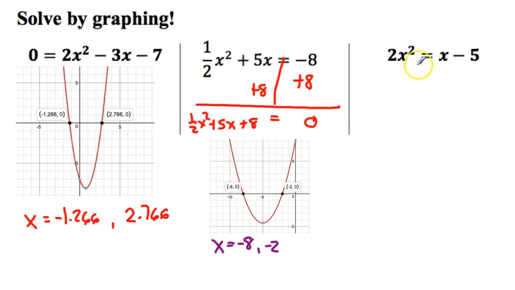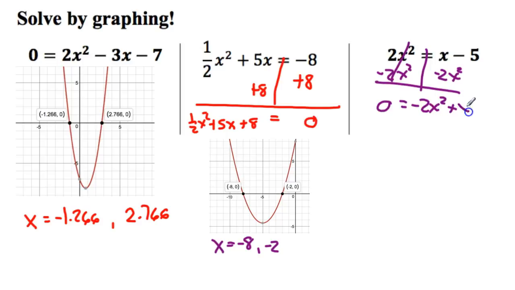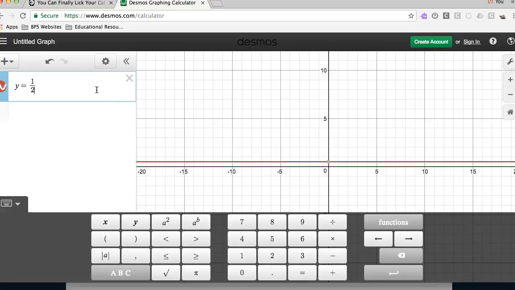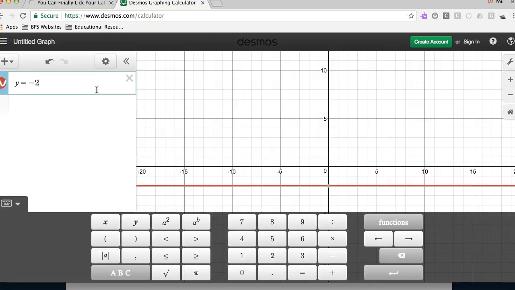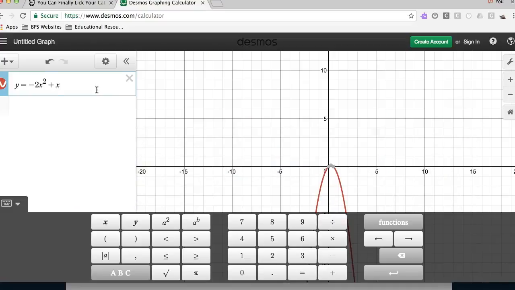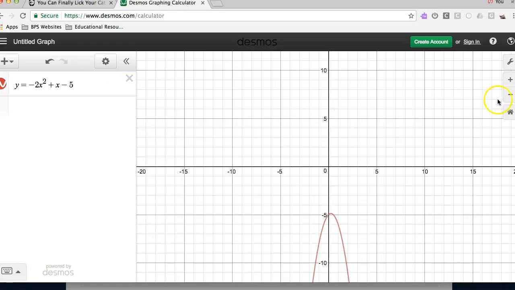Alright, this one again, we want it to equal 0. So let me do a -2x squared on this side, and a -2x squared on that side. That cancels, and I have 0 equals -2x squared plus x minus 5. You notice this one has a -2x squared, so let's see how that looks. Alright, let me erase the old one. -2x squared plus x minus 5. I can't see it. Let me zoom out.